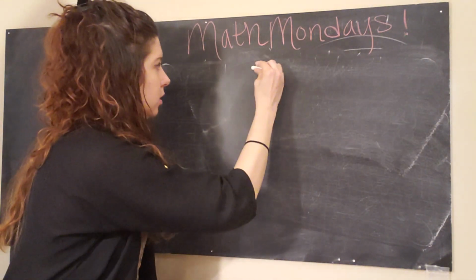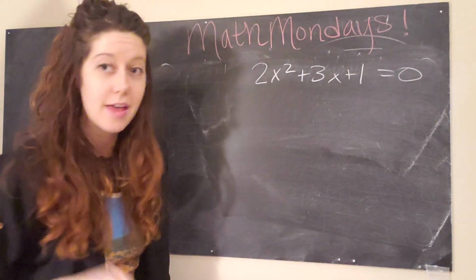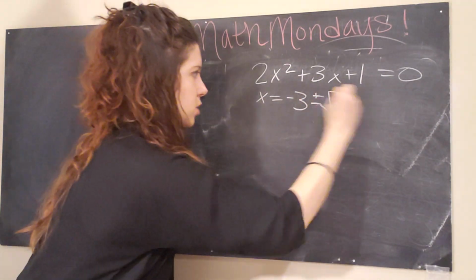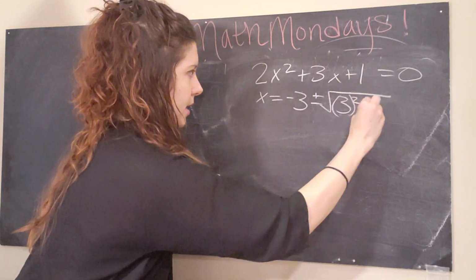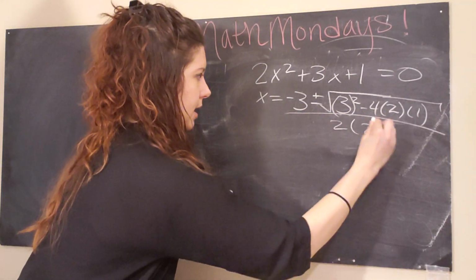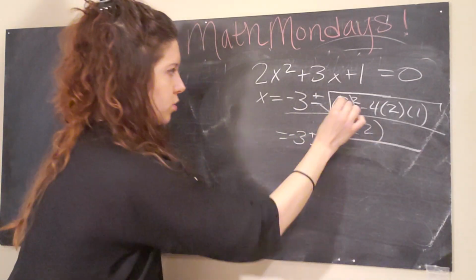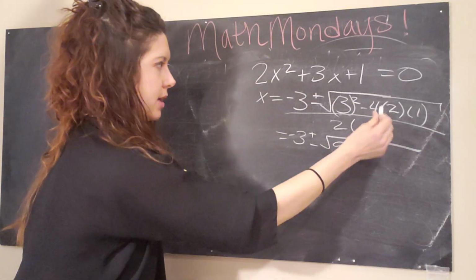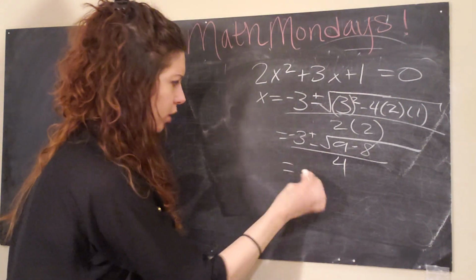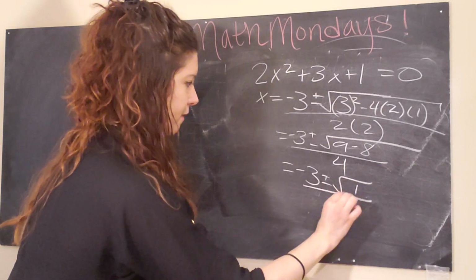So let's say I have a polynomial, 2x squared plus 3x plus 1 equals 0. Then my quadratic formula is going to look like this. X equals minus b plus or minus square root b squared minus 4ac, divided by 2a. And we're going to simplify. So we have minus 3 plus or minus the square root of 3 squared, which is 9, minus 4 times 2, which is 8, times 1, which is just 8, divided by 4. We're going to simplify a little bit more before we split it up. Plus or minus the square root of 1, divided by 4.